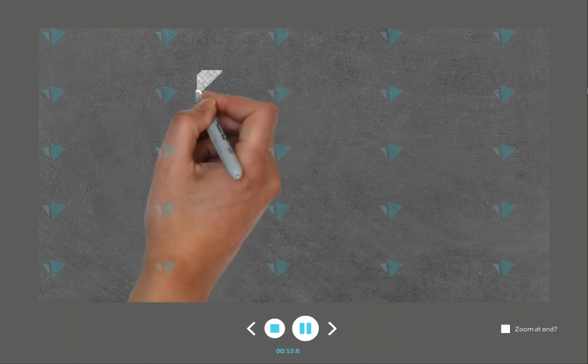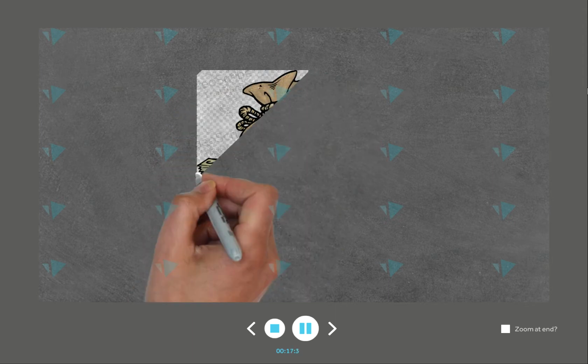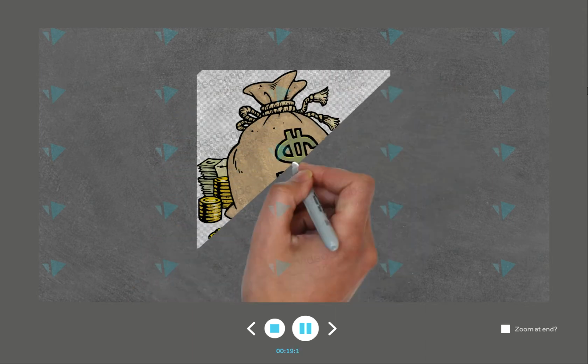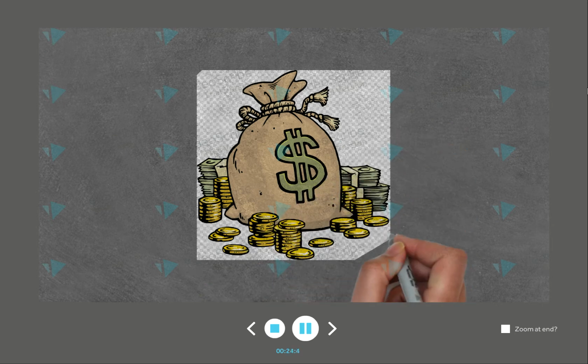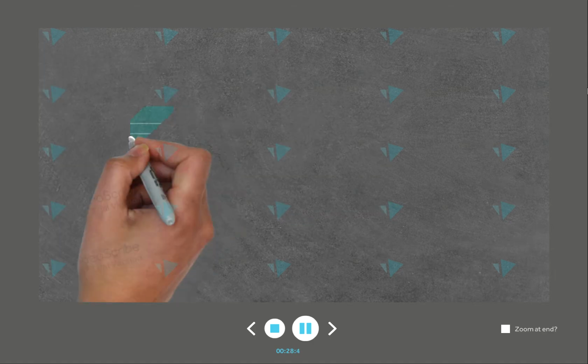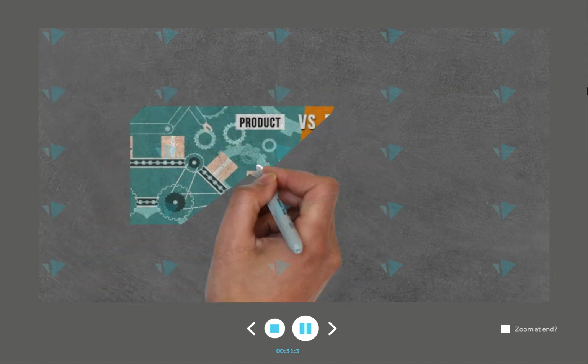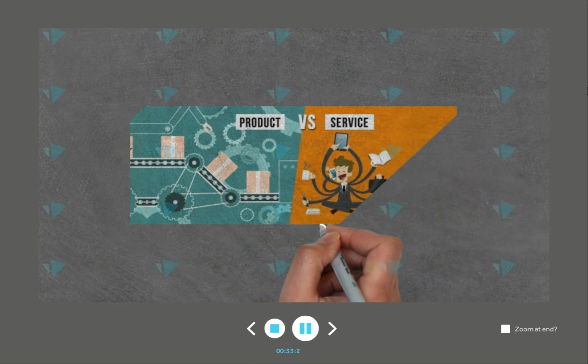So we will be starting off with the business model. Each business has two main components, a revenue model and a cost model. The revenue model defines how a business generates income. Every business must have a source of revenue in order to survive. A business can generate revenue by offering a service or by offering a product. In some cases, it can offer both.